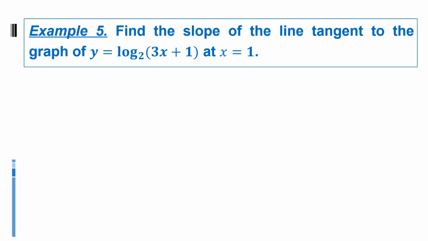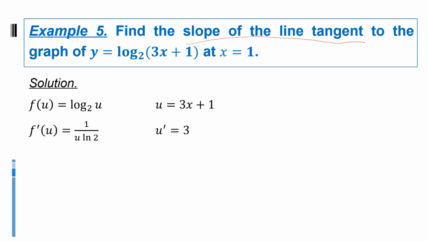Find the slope of the tangent line to the graph of y equals log of 3x plus 1 base 2 at x equals 1. So dito naman, since slope yung hinahanap natin, alam naman natin, di ba, the slope of the tangent line is the derivative of the function. So we first have to find y prime. So to find y prime, using chain rule, let f of u be equal to log of u to the base 2 with a derivative of 1 over u ln 2. U now is equal to 3x plus 1 with a derivative of 3.